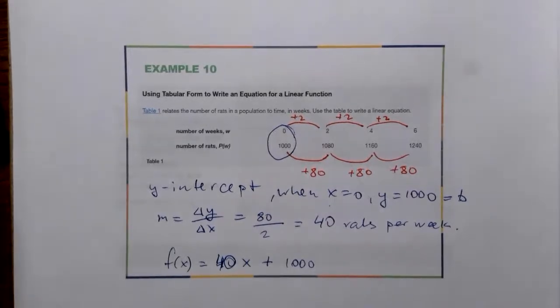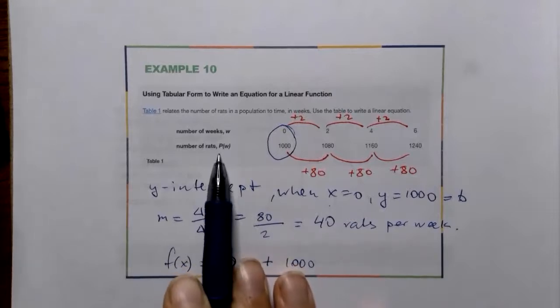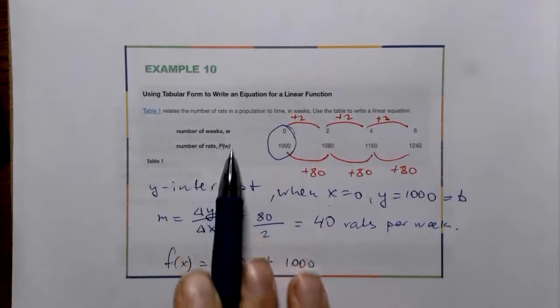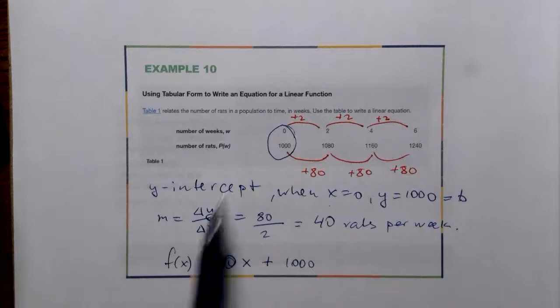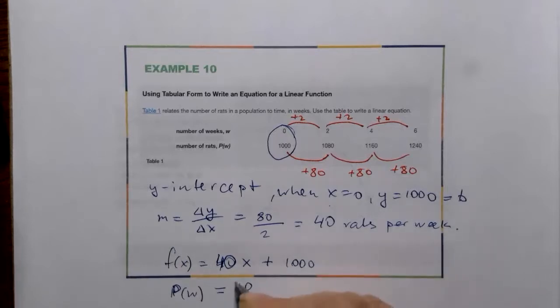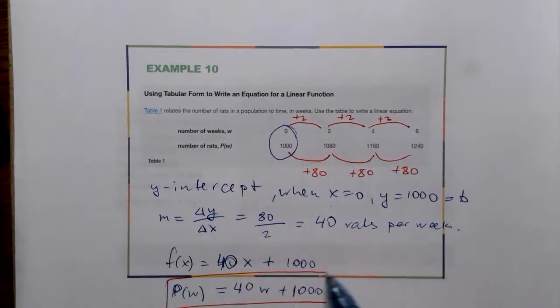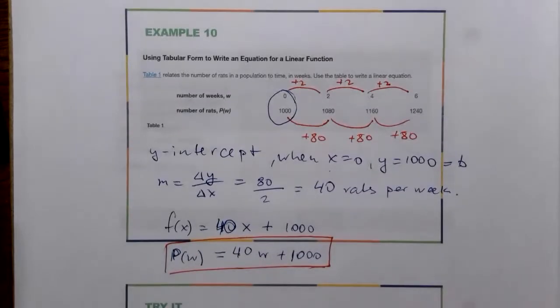Okay, guys, but I didn't pay attention. They gave us the labeling that we need to use. Instead of f of x, they want to use p, the population that depends on w weeks, right? And x, the input value, is actually weeks. That makes sense. Okay, so actually, when they give you the notation and the labels that they want to use, it's important to use them.